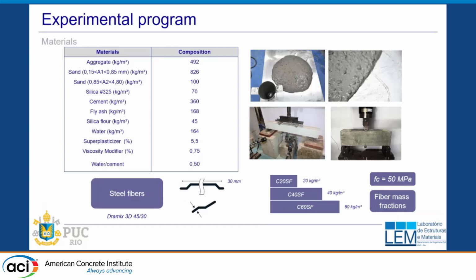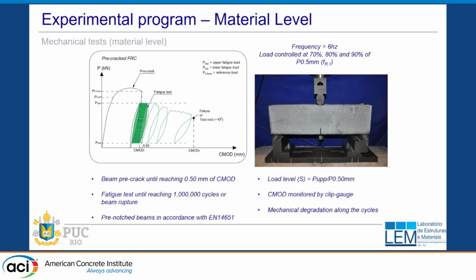So here's the mix design. The part that I want to emphasize is that it's a rather high performance concrete with an amount of cement of about 360 kilos per cubic meter, and the steel fibers were Bekaert Dramix 3D 4530, crimped end, and the study looked at 20 kilos, 40 kilos, and 60 kilos of steel fibers for a matrix that's 50 megapascal compressive strength. Now, the way the test is done is that we have to start with a pre-cracked specimen.